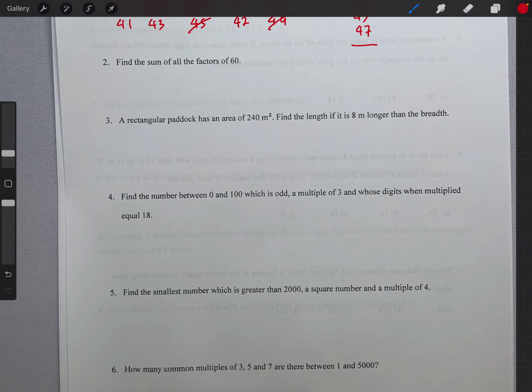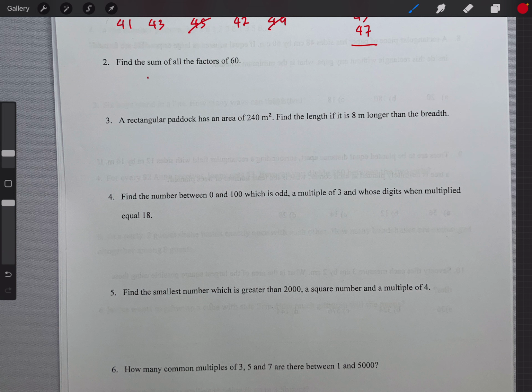Next one's find the sum of all the factors of 60. Oh, let's have a look at 60. 60 has lots of factors. You can break it down to 10 and 6, 2 and 5. Actually, no, let's not do it this way. Let's look at the factors of 60.